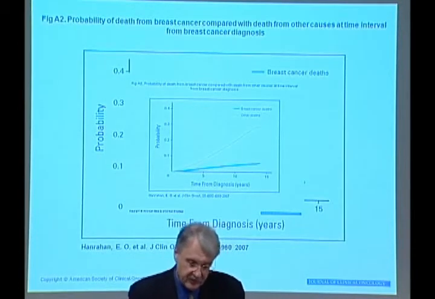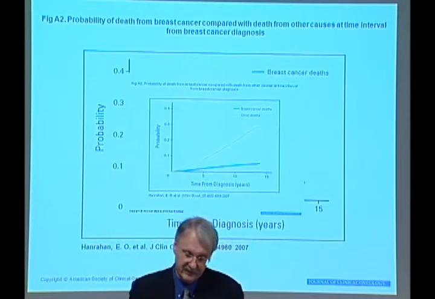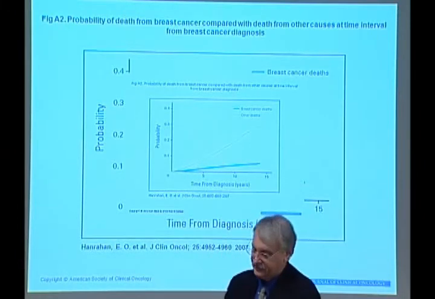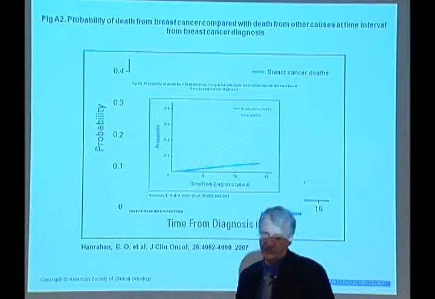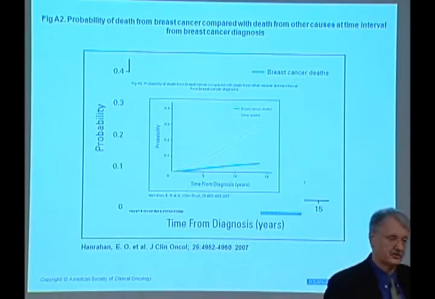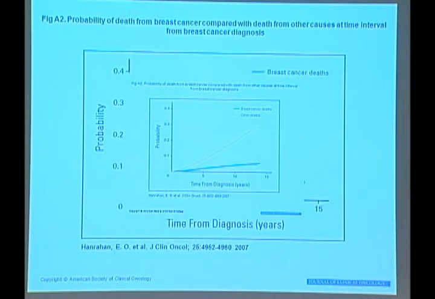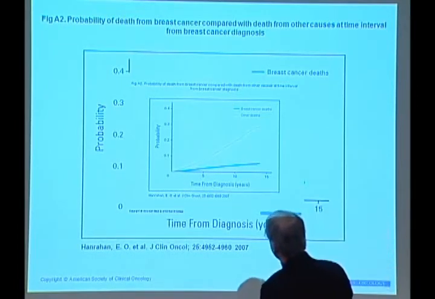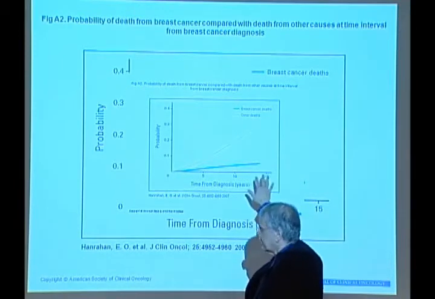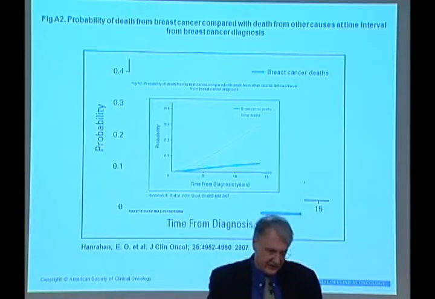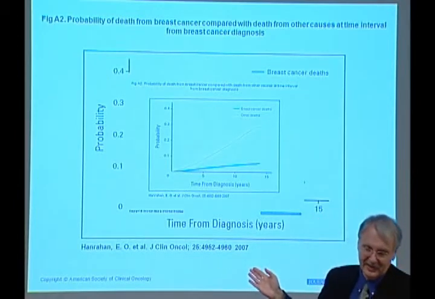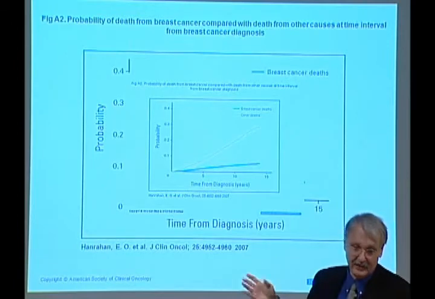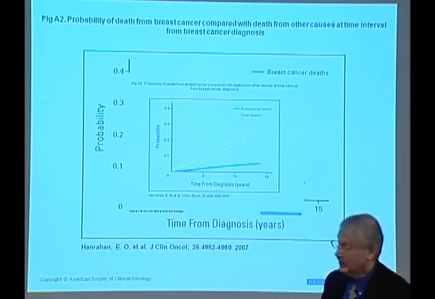So this is another issue, probability of death from breast cancer compared with death from other causes at a time interval from breast cancer diagnosis. So this is another way of looking at the problem. Even if a woman has breast cancer, if she is caught very, very early, her lymph nodes are negative, it does not mean she will not die of breast cancer and that the diagnosis was in vain. She may die of breast cancer, it's certainly an issue, and it was good to do the operation in this context.